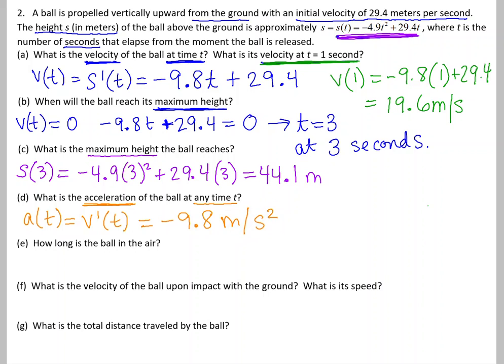If we're not sure what the units are, let's remember that acceleration means the change in velocity over the change in time. The velocity units are meters per second, and the time units are seconds. So that makes meters per second squared.